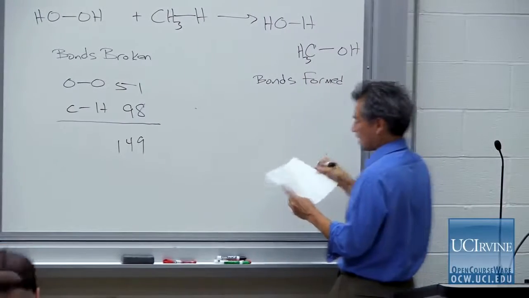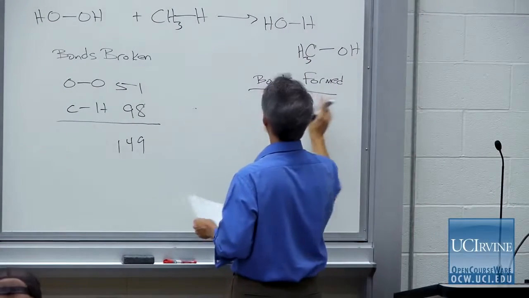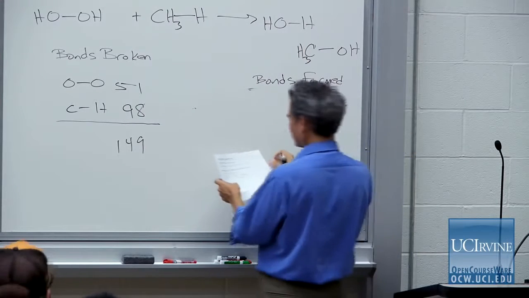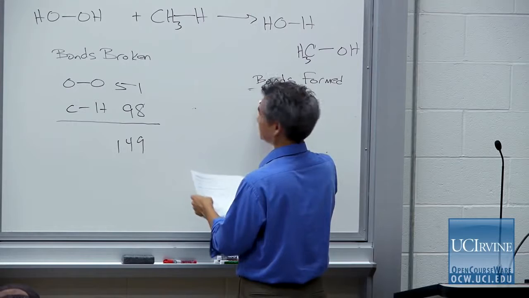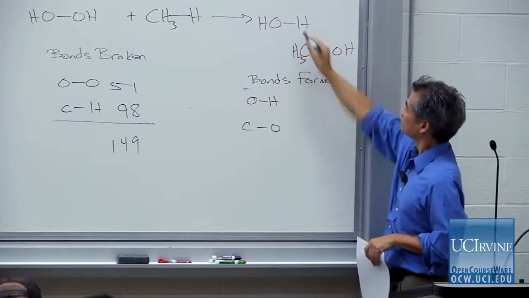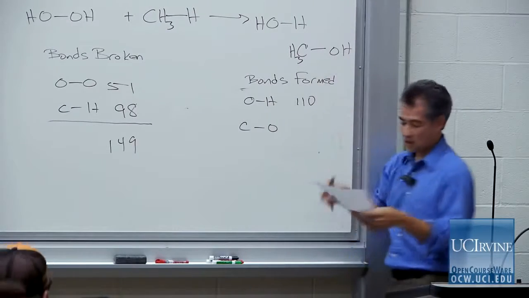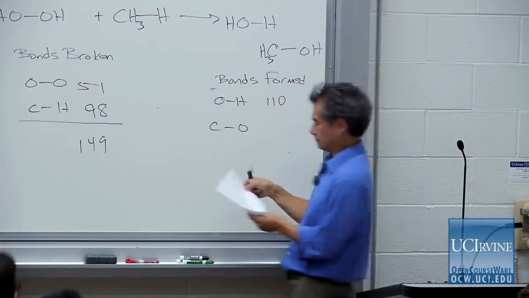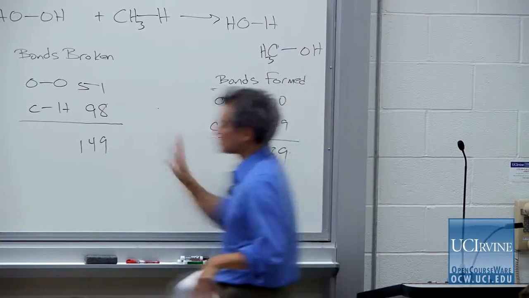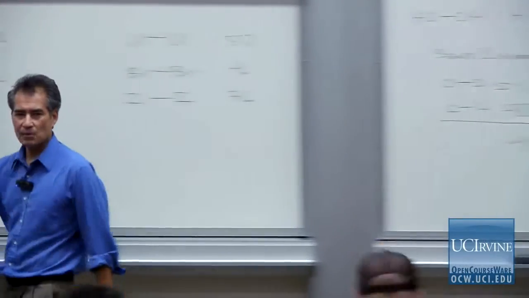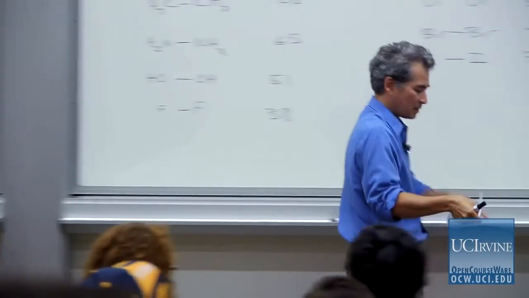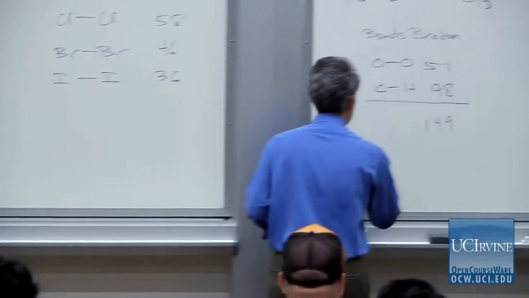And then we come over here and we look at the bonds that we form. So the OH bond in water, or just a generic OH bond, about 110. And then for a CO bond. And so when we add these together, we get 189. You can tell already that you're generating more energy by forming bonds than you had to put in to break these bonds.